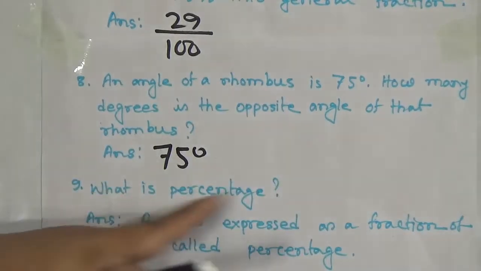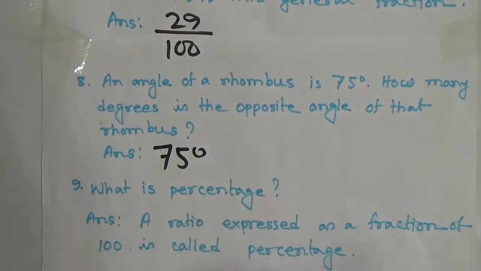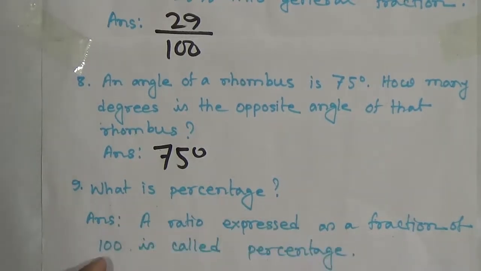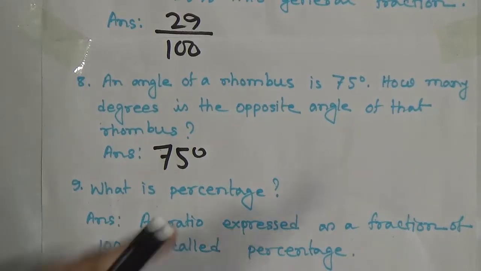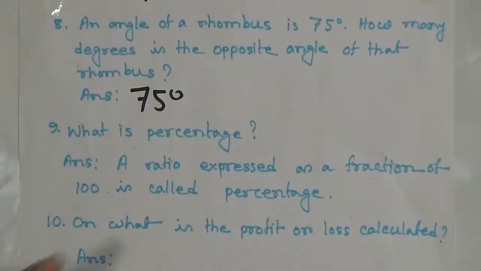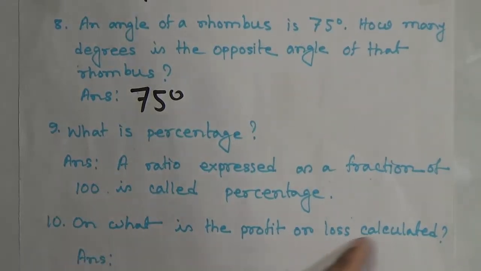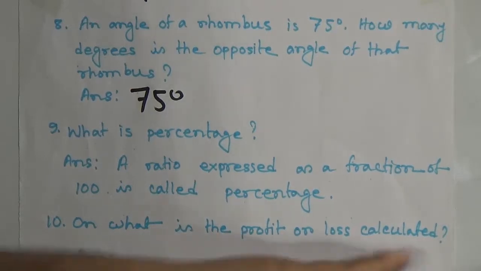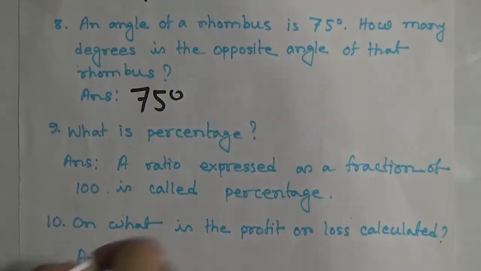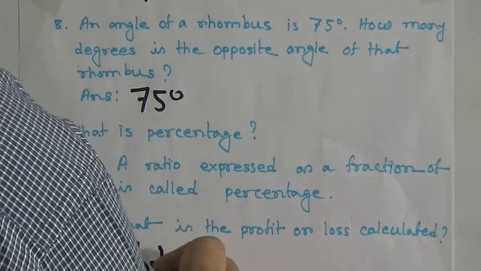Okay, what is percentage? I have already given this definition. A ratio expressed as a fraction of 100 is called a percentage. Number 10. What is profit or loss calculated on? Profit or loss is calculated on cost price.